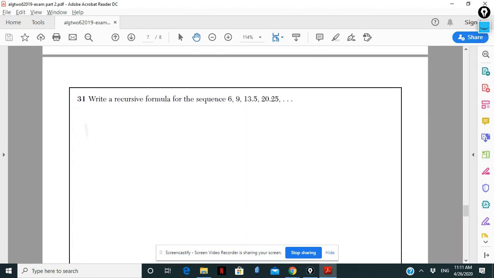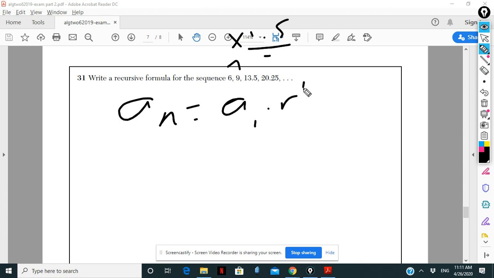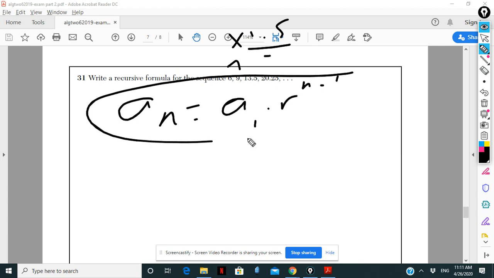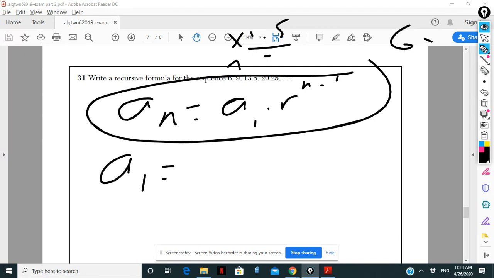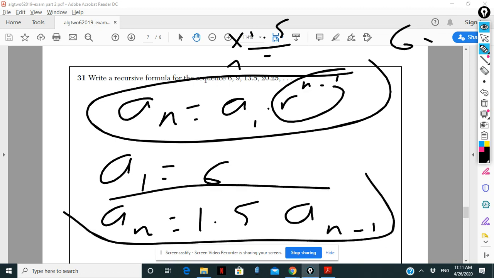Question number 31. Now, this function, you can observe it as 1 times 1.5. So it follows a_n equals a_1 times r to the power n minus 1. So this is the geometric one, but to write it recursively, a_1 is 6 and a_n is 1.5, which is the rate, times a_(n-1), the prior one.